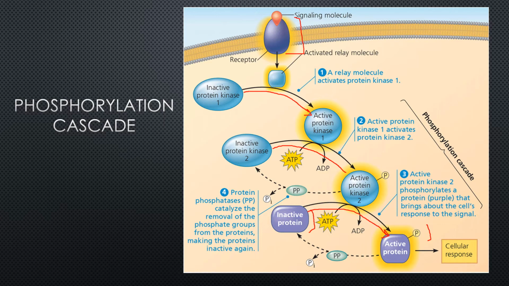So this is what we mean by a phosphorylation cascade. That just means that we are taking ATP essentially and moving it from one kinase, one protein, to another, and activating it along the way.